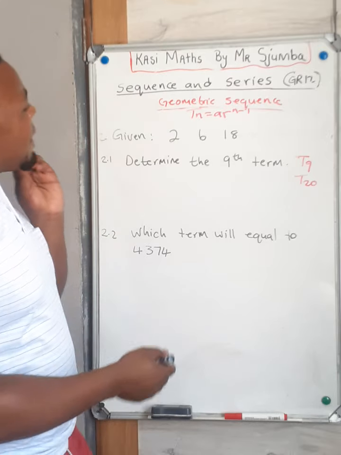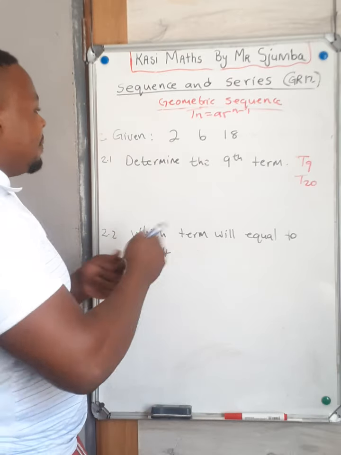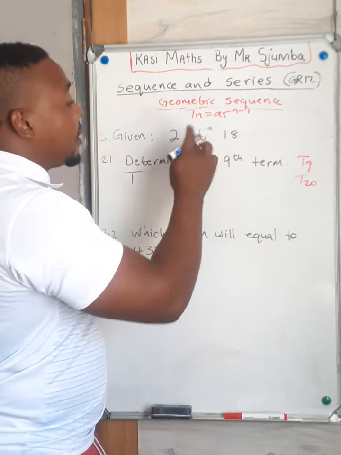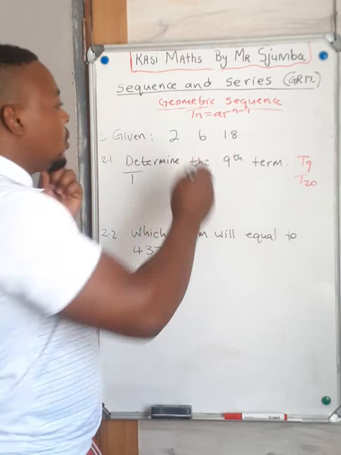Okay, let's get to it. Here we should determine the 9th term. So first things first, we should find the common ratio.